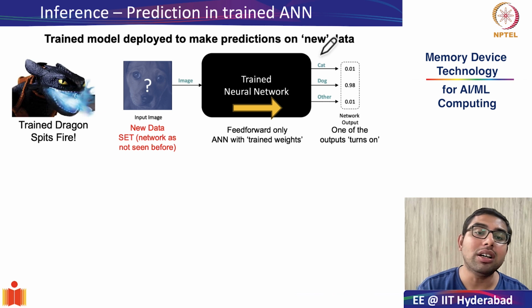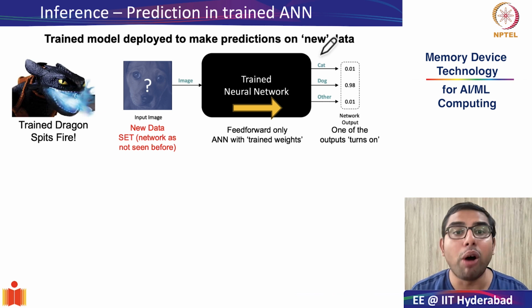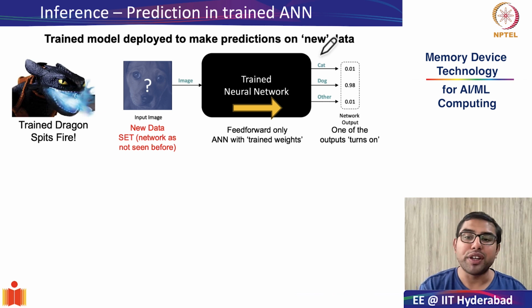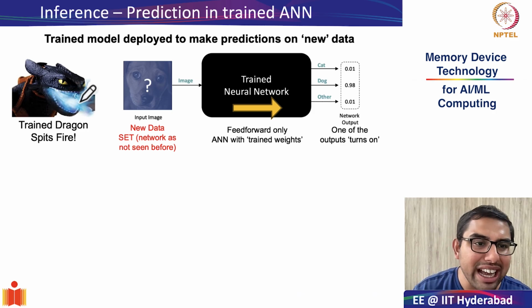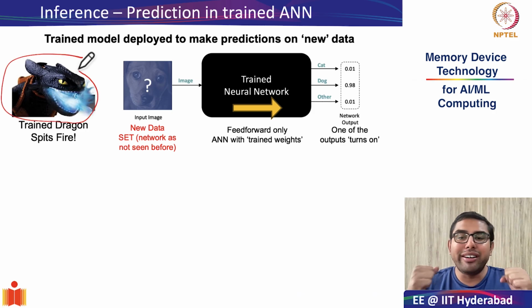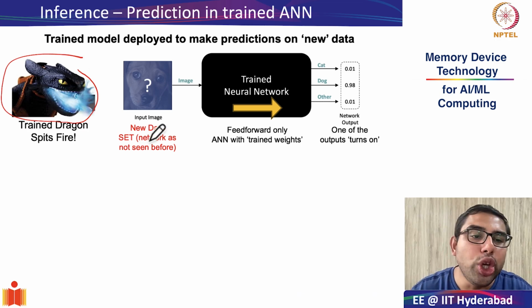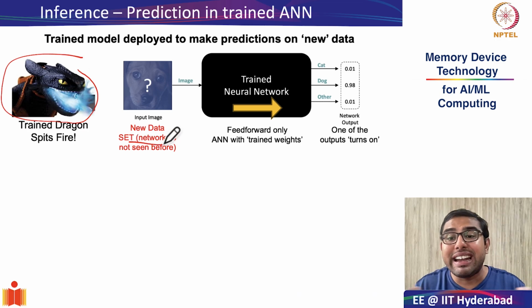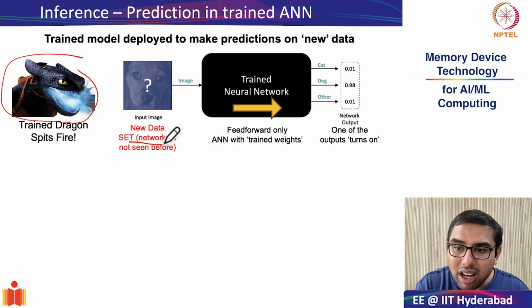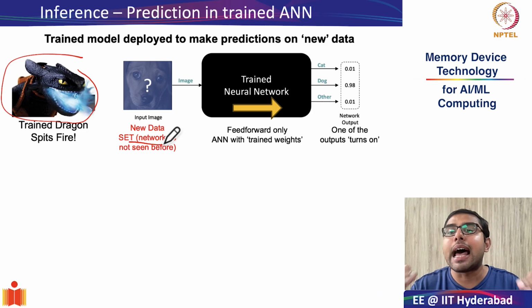Finally, we look at the second step of operation of an artificial neural network. Now your trained dragon is ready to spit fire. What this simply means is that in the subsequent phase where the model is completely trained, it is deployed to make predictions on completely new data. New data means data which has never been encountered for training by the ANN before. And this happens typically in these steps.